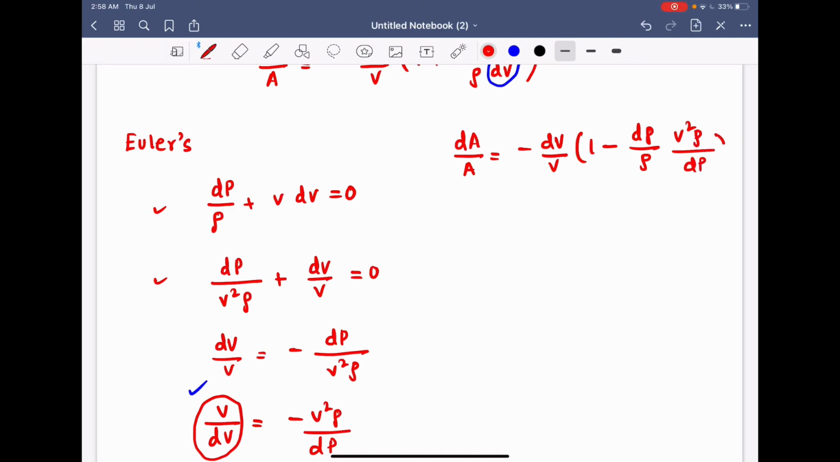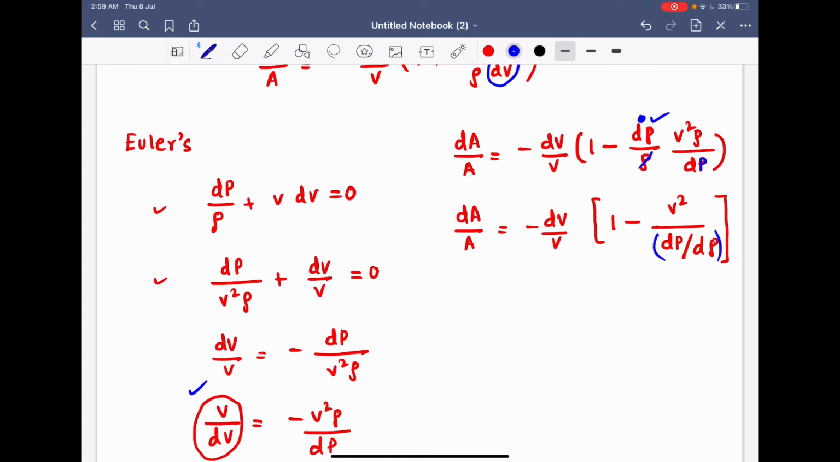So over here we get a pretty interesting result, that dA by A is equal to minus of dV by V into 1 minus of V square dp by d rho, right? See what I am doing, this is d rho, this is dp, I'm just taking this to the denominator, dp by d rho. Rho was getting cancelled, and V square was present over here, right?